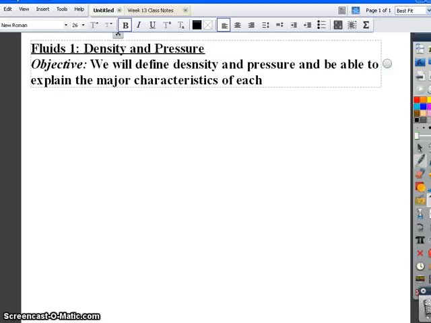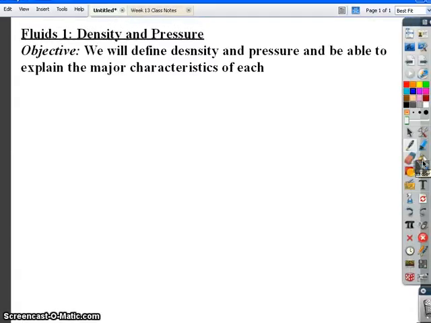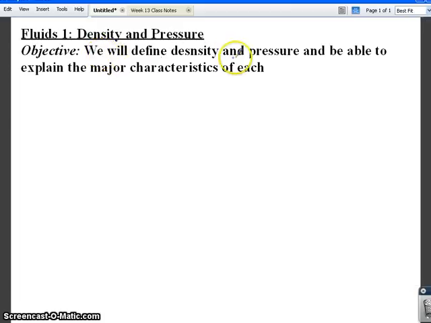Good morning, class, and welcome to this lesson on Fluids 1, Density and Pressure. Today we are just going to define density and pressure and be able to explain the major characteristics of each one of those. So, first off, before we even talk about density and pressure, let's talk about what a fluid is, because this actually could be confusing in some situations.